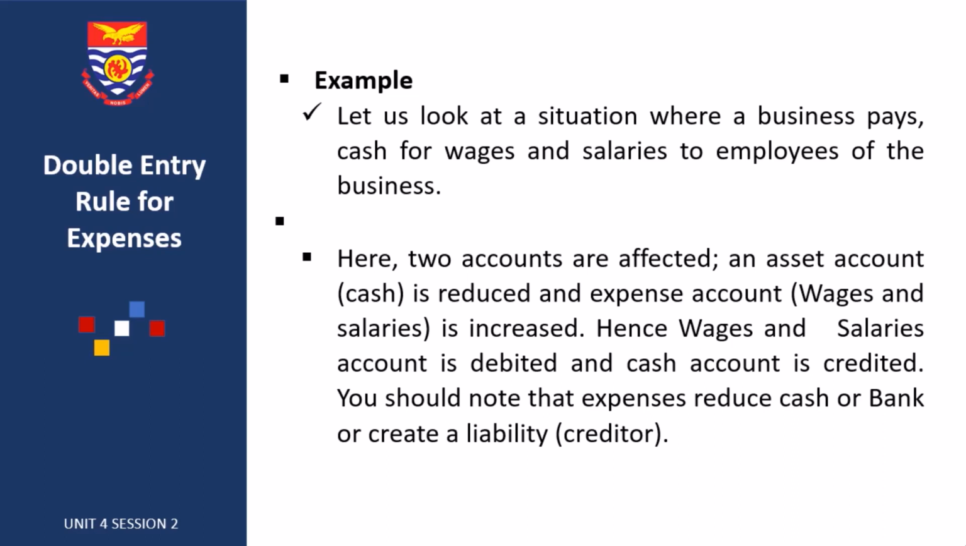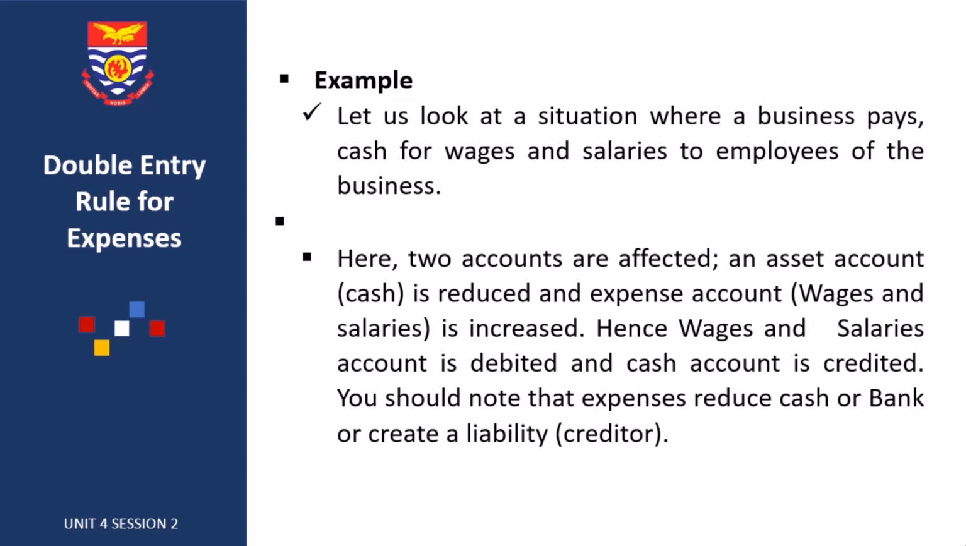Let us look at a situation where the business pays cash for wages and salaries to employees of the business. Here, two accounts are affected. An asset account, cash, is reduced. An expense account, wages and salaries, is increased. Hence, wages and salaries account is debited and cash account is credited.